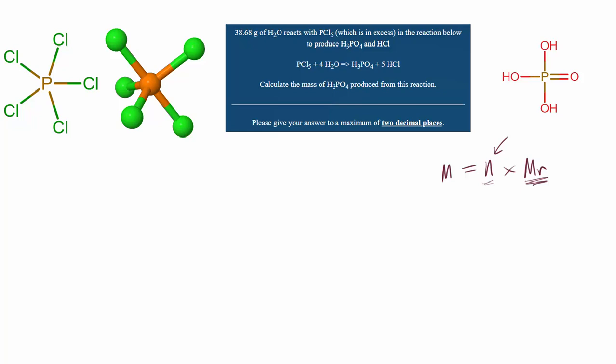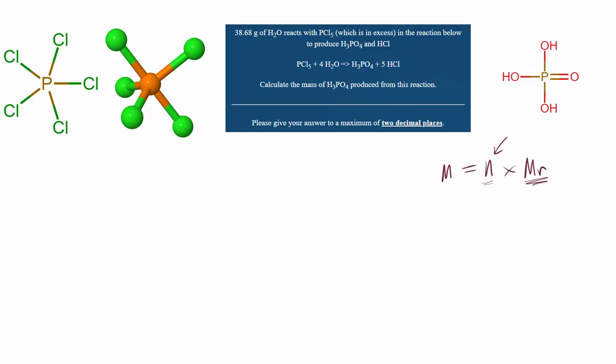Well, in the question, we've been told the mass of H₂O that reacts, and we've been told that the PCl₅ is in excess. So the main limiting reagent here is the H₂O, and because of that, we can use that mass of H₂O we've been told to work out effectively on the stoichiometric level how much H₃PO₄ is actually going to be produced, because it is going to be contingent on that mass of H₂O. Okay, so let's go about that process.